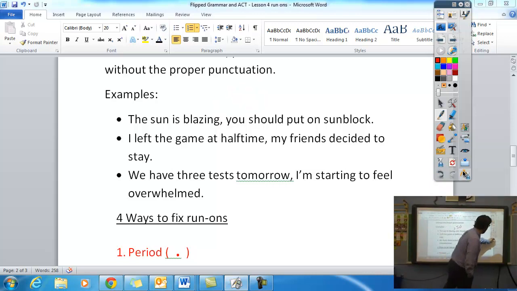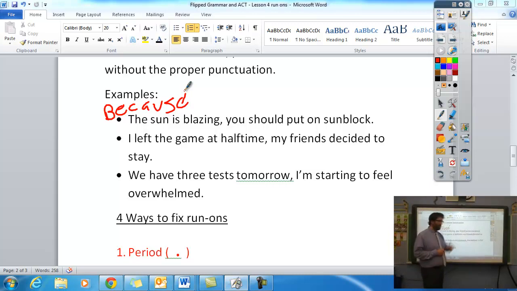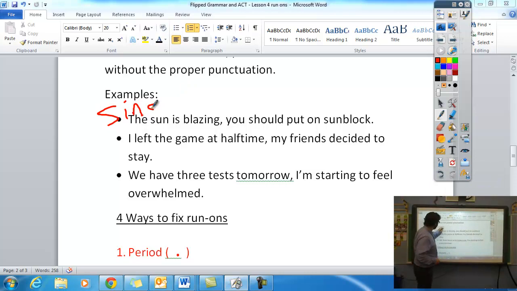Okay? If we wanted to make one of these clauses dependent, which one would work? Pause the video if you want to think about it for a second. Look through your notes. Look for all those subordinating conjunctions that help us make dependent clauses. But you know what I think would be a good one here? Because the sun is blazing, you should put on sunblock. Or one that means the same as because: since the sun is blazing, you should put on sunblock. Make sense? Okay. So those are the 4 ways.